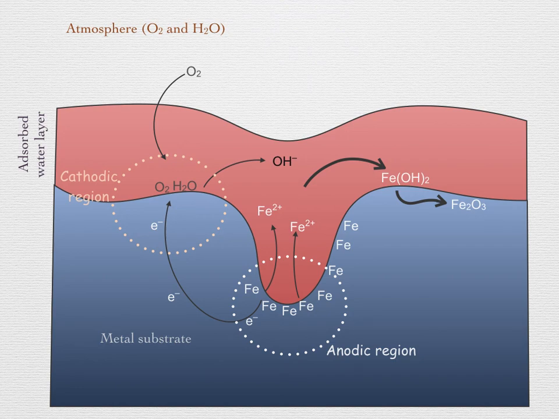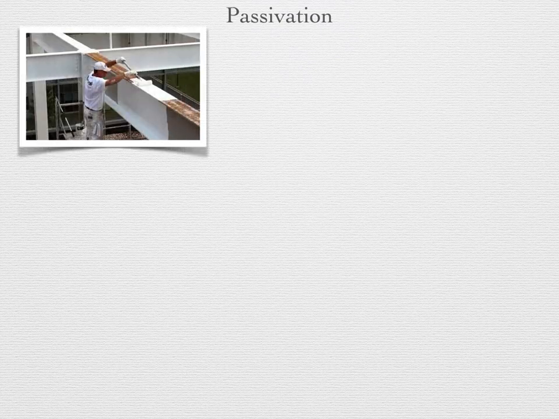Notice how if we were to somehow keep the oxygen and water away from the metal surface, we could prevent the corrosion from happening. Passivation is the process whereby a protective film is formed, which inhibits the progress of corrosion. For example, we apply paint to a metal surface not only for aesthetic reasons, but also as a protection to prevent or at least slow down corrosion by keeping moisture and oxygen away from the metal.